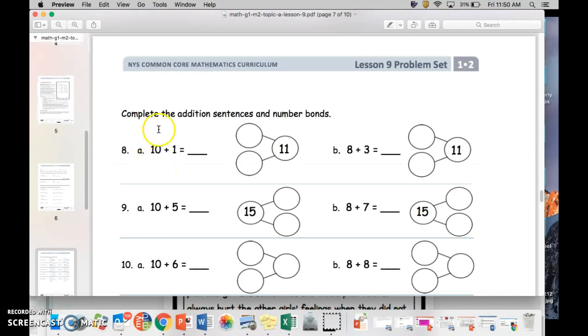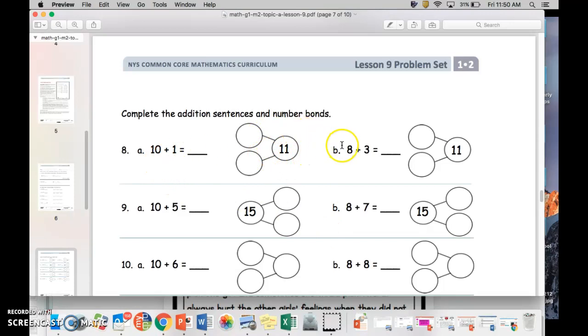On the back, complete the addition sentences and number bonds. So 10 and 1 equals, well, 11. So I just put 10 and 1 in here. Notice it doesn't matter where your number bond is. This is going to be my whole, and wherever I have the 2, those are my parts, okay? Whether it's on this side or up and down.